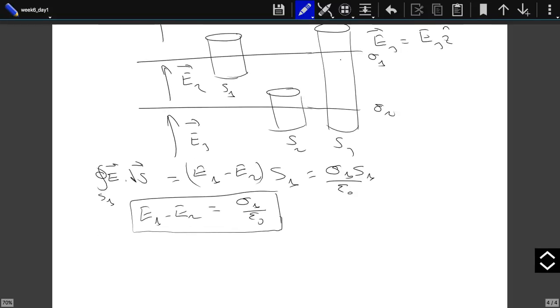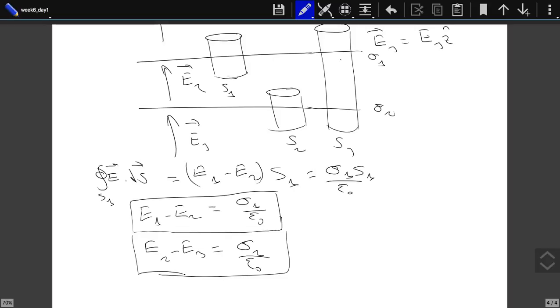In the second surface, it's basically the identical derivation. E and dS are in the same direction at the top. They are in the opposite direction at the bottom, so E3 will have a minus sign: E2 minus E3. This should be equal to sigma 2 over epsilon 0. This is my second equation.